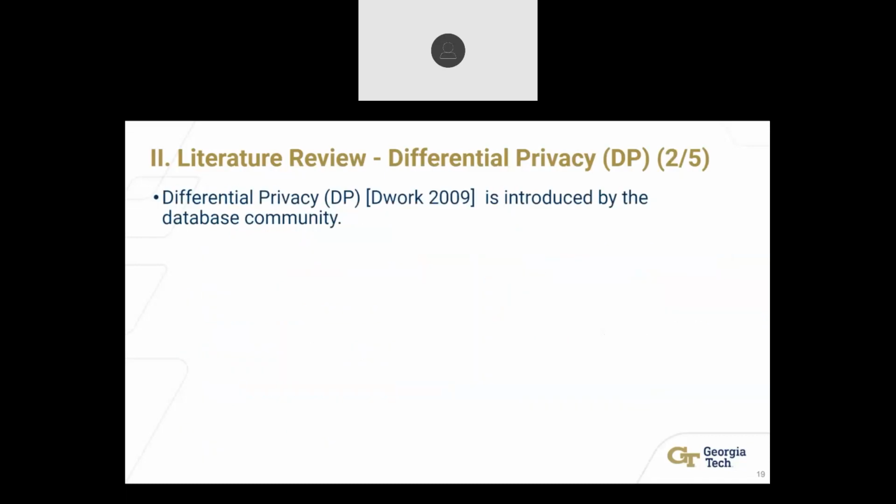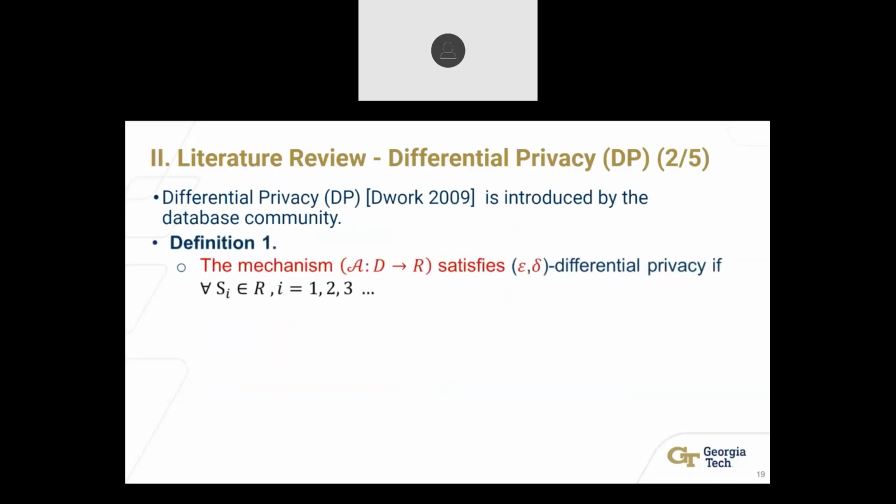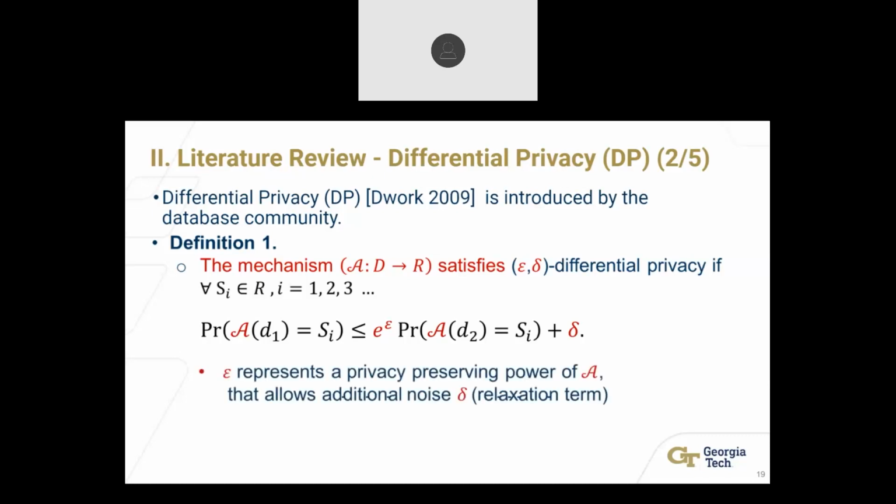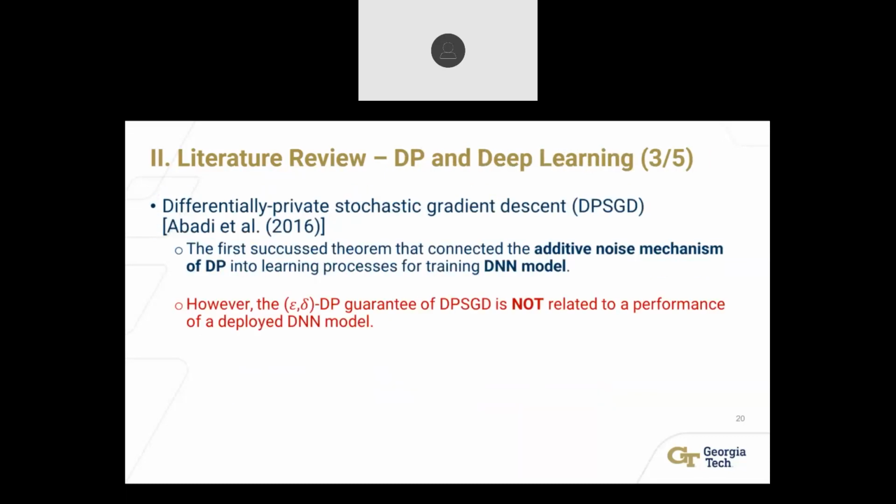All right, the background of differential privacy was introduced by the database community, and the mechanism tries to satisfy the epsilon-delta differential privacy inequality. Here is the original probability we looked at in the previous slide, and here is the distance based on the divergence measurement, and the last one, the delta, is the relaxation term. That means the epsilon represents the privacy-preserving power of our randomized algorithm A, allowing an additional delta, which is the relaxation again.